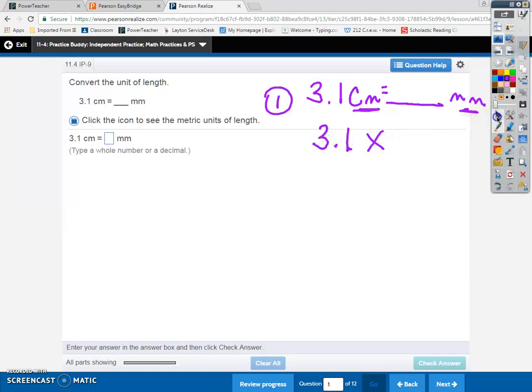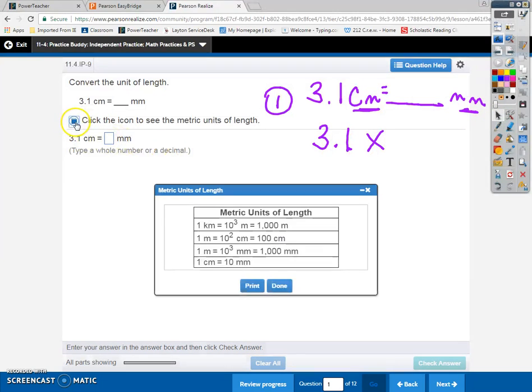3.1 times, and now I want to look at my conversion table, and I want to see if I can figure out how many millimeters there are in 1 centimeter. Right down here. How many millimeters are there in 1 centimeter?